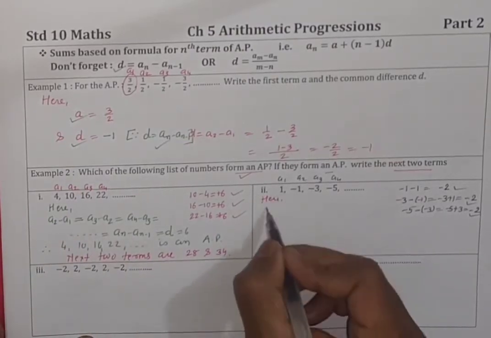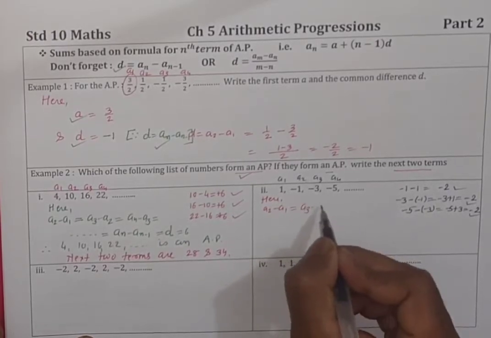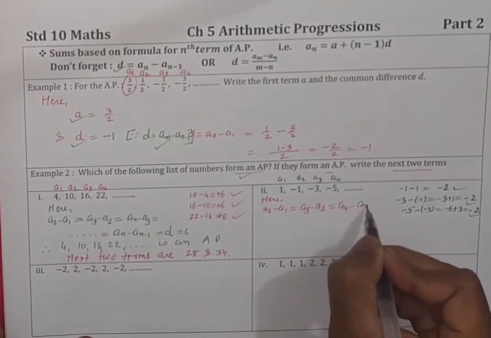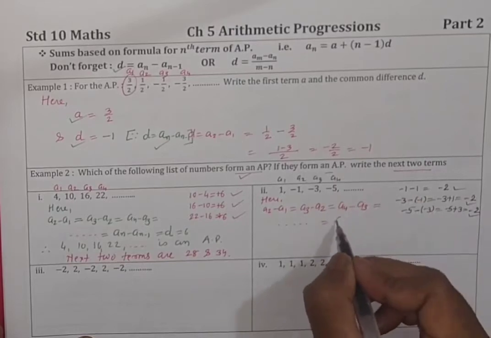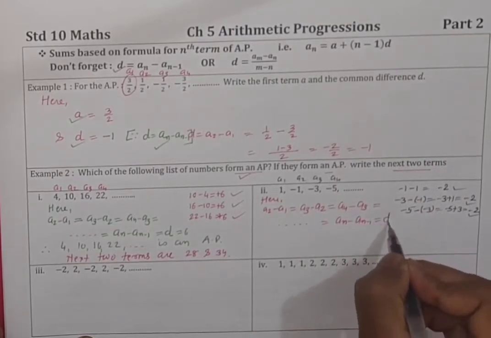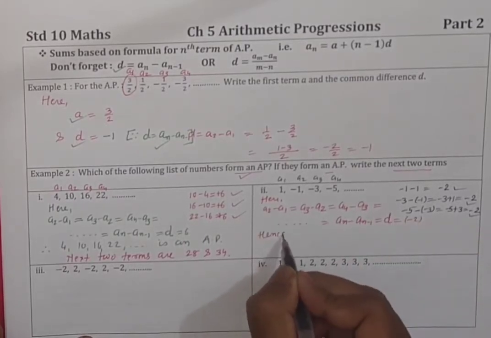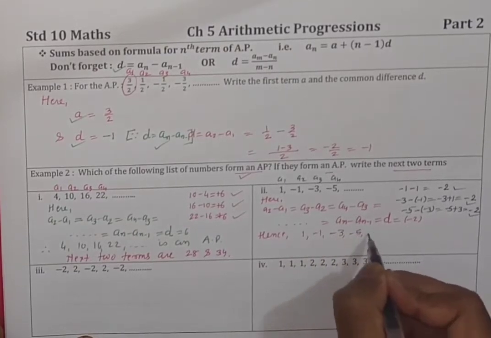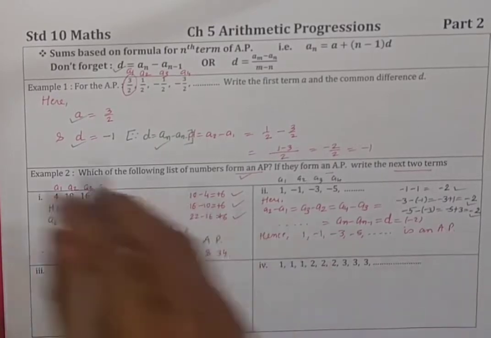Here, A2 minus A1 is equal to A3 minus A2 is equal to A4 minus A3 is equal to dot dot dot. Similarly, you will get that an minus 1. That is what we call D, and that common difference is minus 2. Hence, 1 minus 3 minus 5 dot dot dot is an arithmetic progression.